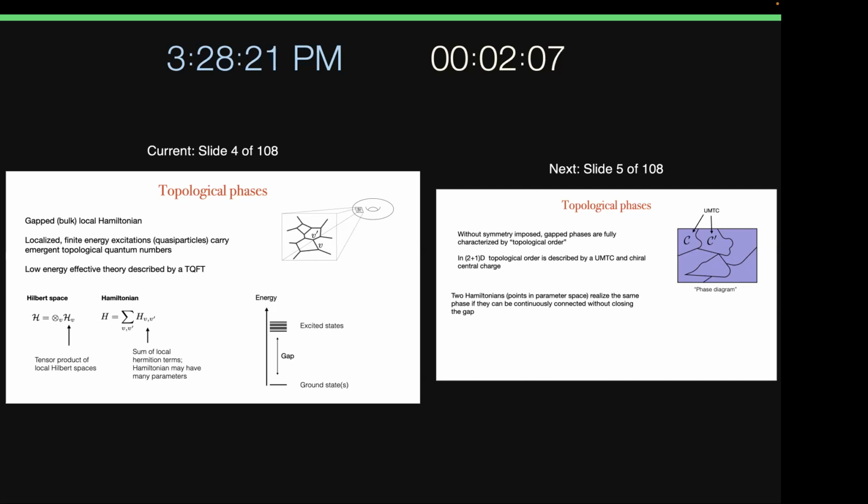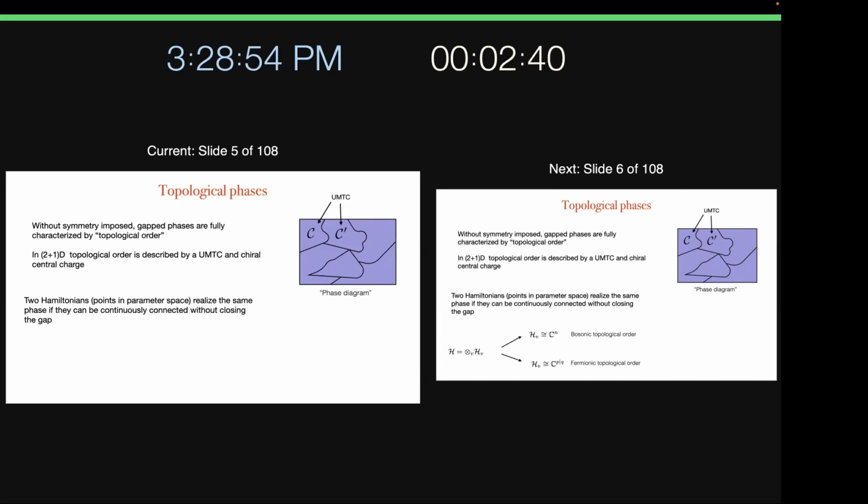And then the excitations that we'll be thinking about will be localized lumps of energy that sit inside this lattice, and that carry emergent topological degrees of freedom, which we will identify with the degrees of freedom in a topological quantum field theory. So the low energy degrees of freedom of these Hamiltonians that we're considering will be described by a TQFT.